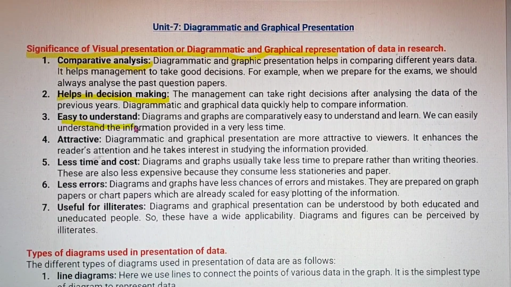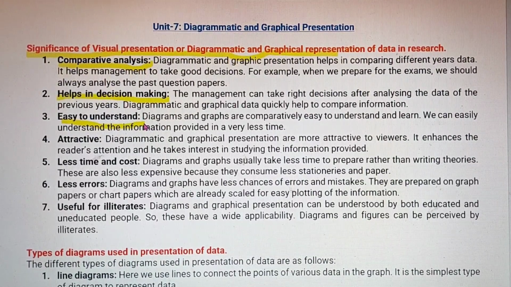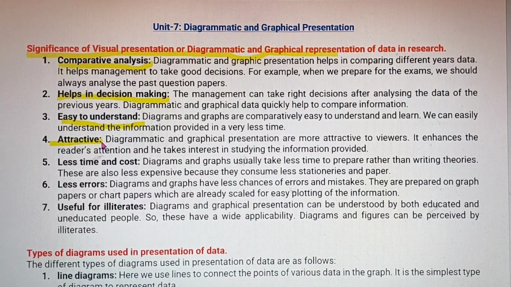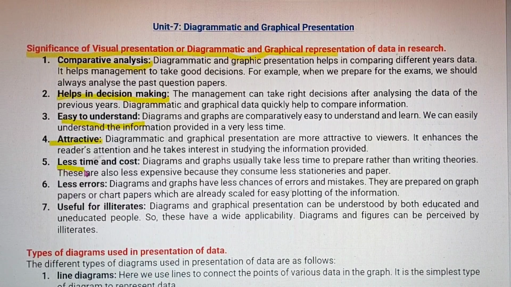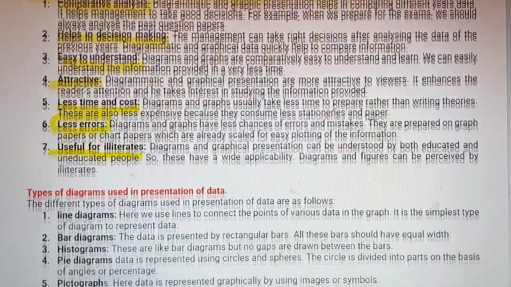It is easy to understand, even the illiterate people can also understand from graphical presentation, and it is very attractive. When we draw figures like pie chart, bar graph, histogram, so they are quite attractive, and they take less time and cost. That means they are inexpensive, and they are free from mistakes. Generally, when we draw diagrams, there are very less chances of errors, and again it is useful for illiterates. So like this you can expand the point if you like.